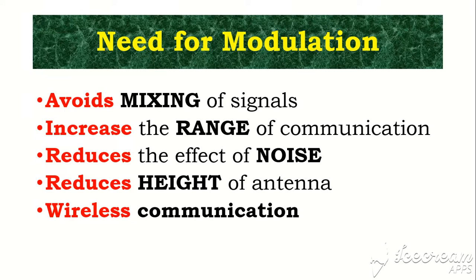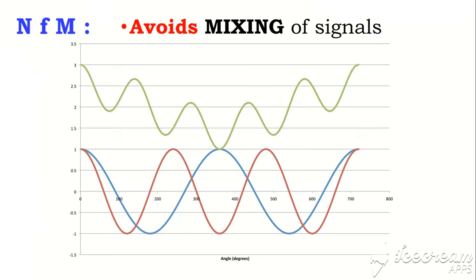Modulation is extremely necessary in the radio communication system because of these reasons: it avoids mixing of signals, increases the range of communication, reduces the effect of noise, reduces the height of the antenna, and enables wireless communication. Then we will see the first point, which is avoiding mixing of signals.